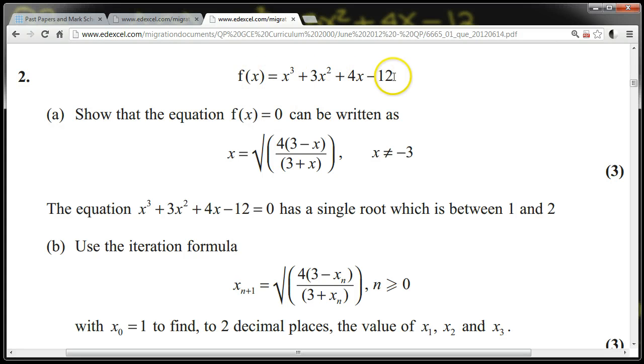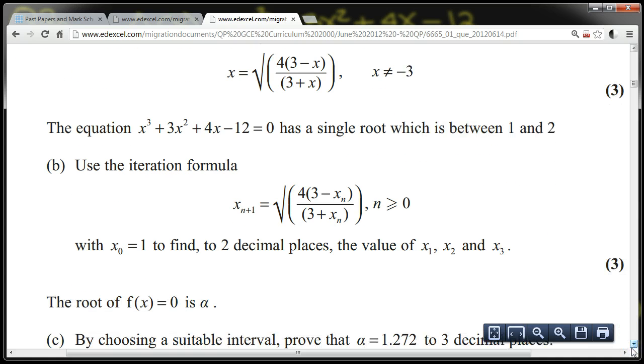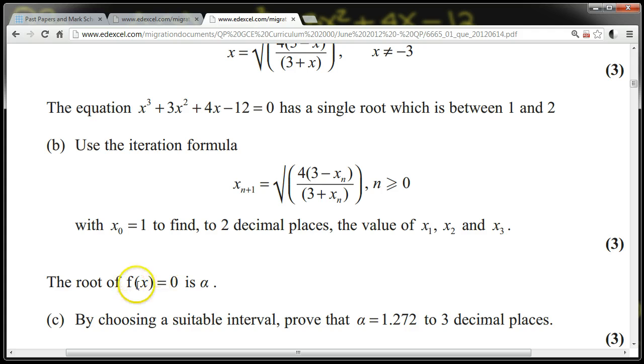f(x) equals this cubic equation. Show that the equation f(x) equals 0 can be written as this. The equation here equals 0 has a single root which is between 1 and 2. Use the iteration formula here with x0 equals 1 to find, to 2 decimal places, the value of x1, x2 and x3. The root of f(x) equals 0 is alpha. By choosing a suitable interval, prove that alpha equals 1.272 to 3 decimal places.